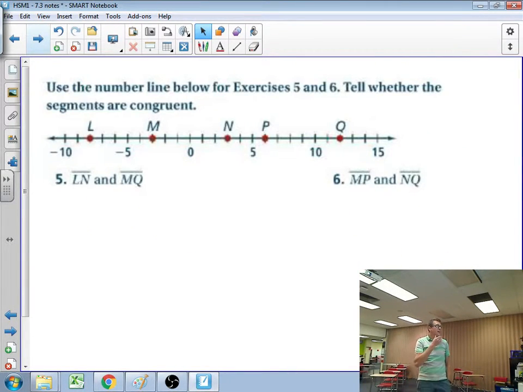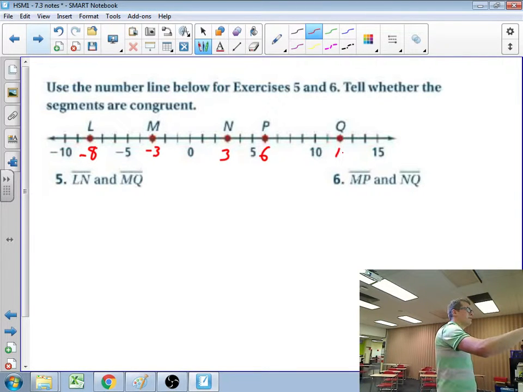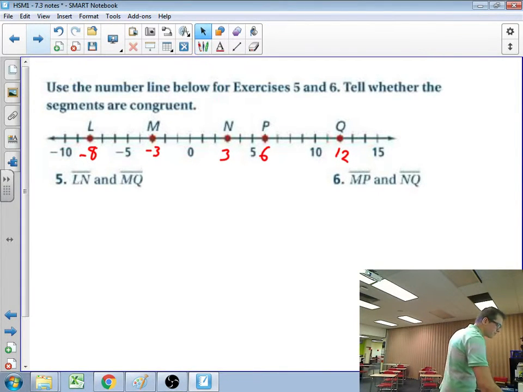5 and 6 here. So we've got LN and MQ. We need to determine if these segments are congruent. So let's determine where they are first. So -5, 6, 7, this is at -8, and M is at -3, N is at +3, P is at +6, and Q is at +12.